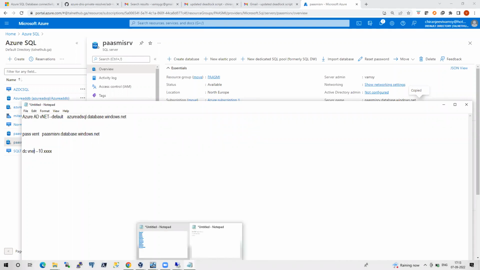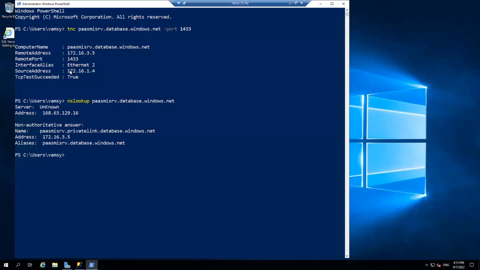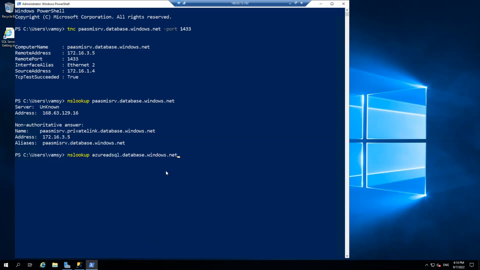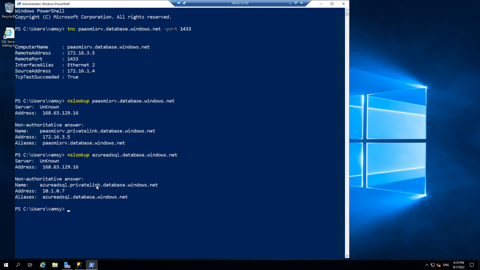Am I confusing you guys? I didn't do anything. I connected to one of the machines that is part of the PaaS VNet, and on that PaaS VNet machine, I'm trying to perform this nslookup on one of the Azure SQLs I have, and these are my results. Okay, I'm doing the same thing with Azure AD SQL, which is in another VNet. Stop me if you're not able to understand. I'm able to get the results as expected. So I got the results happily.